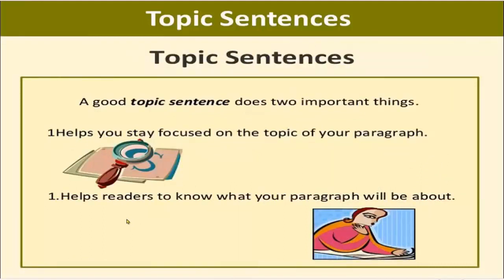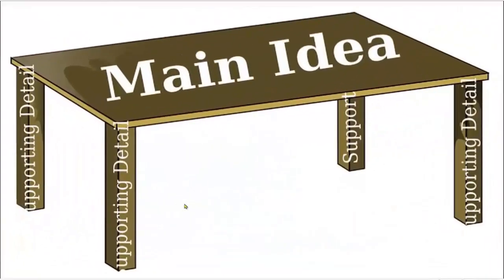A good topic sentence does 2 important things. It helps you stay focused on the topic of your paragraph. Also, it helps the readers to know what your paragraph will be about. Okay, then let's go to the second step. It's writing the supporting details.